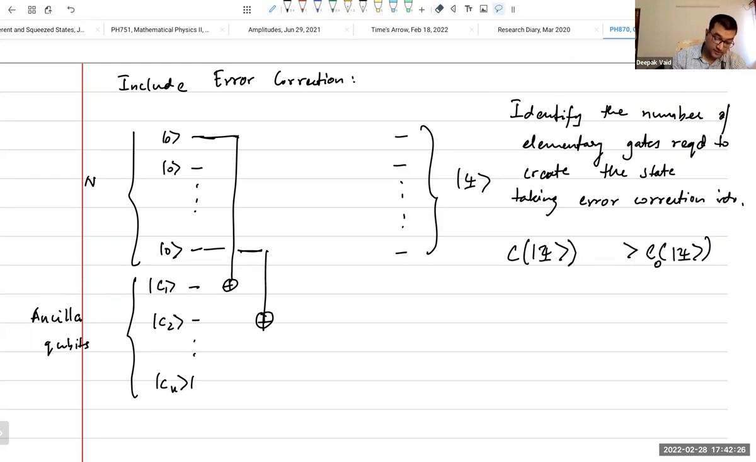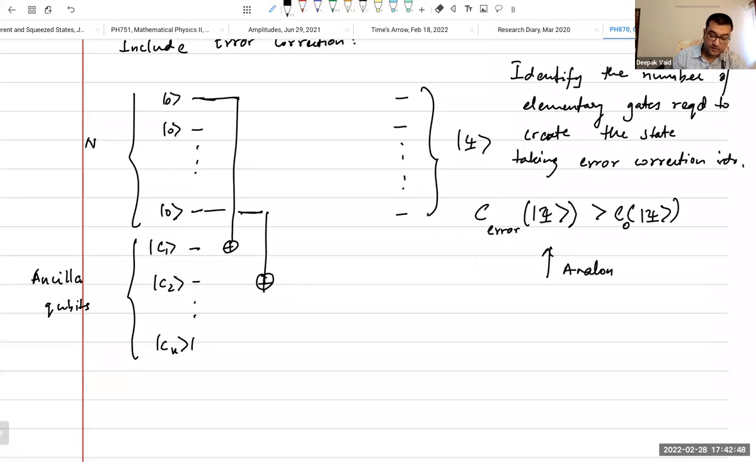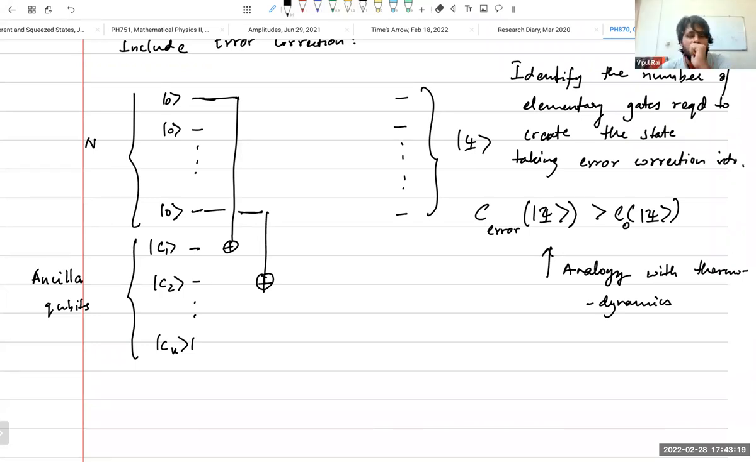So something like this, for instance, happens in thermodynamics. I'm going slightly away from what I was talking about, but this is also a very important point, that the analogy you can make here is with thermodynamics. Now, can anybody tell me what analogy am I thinking of? Can you think of anything like this in thermodynamics? Maybe entropy. Maybe entropy, okay. No, not entropy.